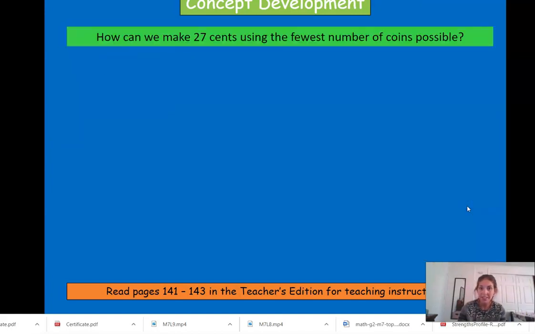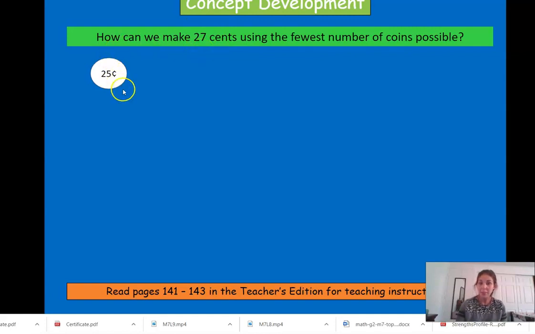How can we make 27 cents using the fewest number of coins possible? So again, the first thing I'm going to think about is, can I use a quarter? 25 cents. Yes, I can use a quarter because this number is more than a quarter. So I can use a quarter.